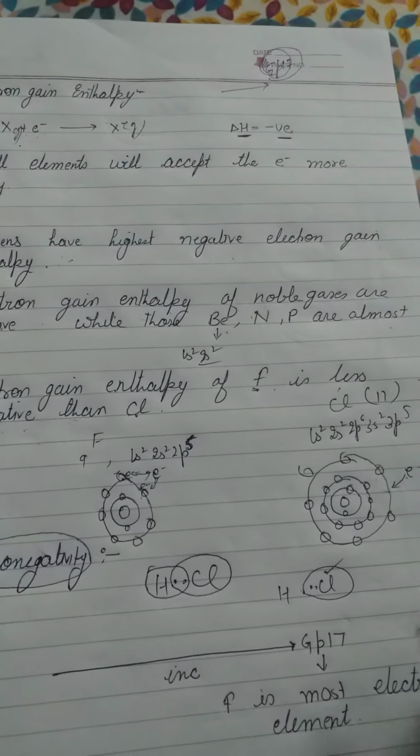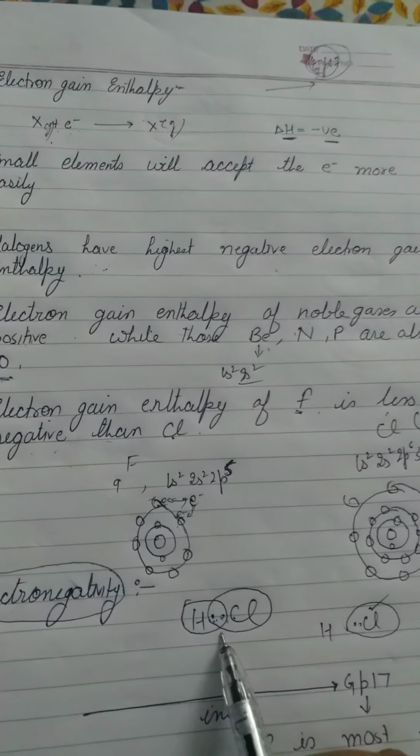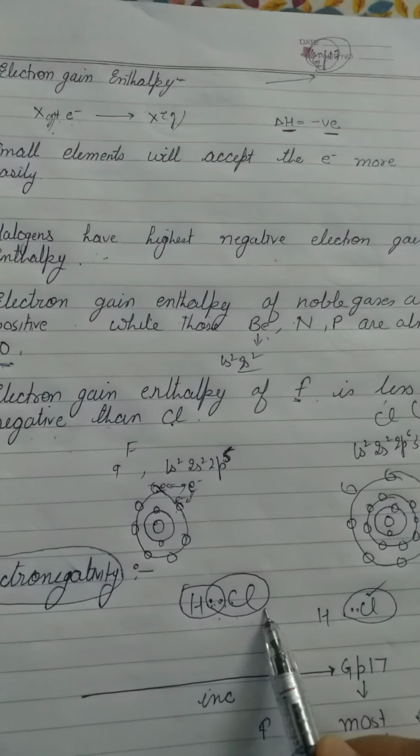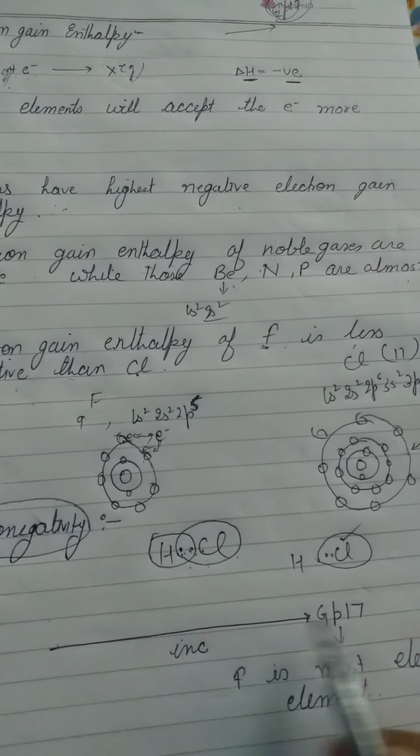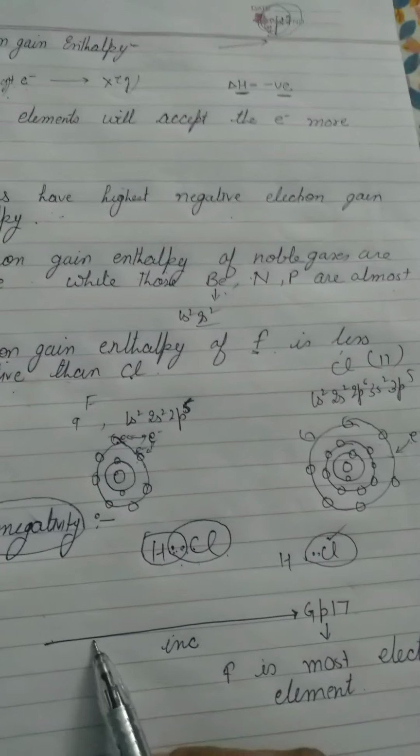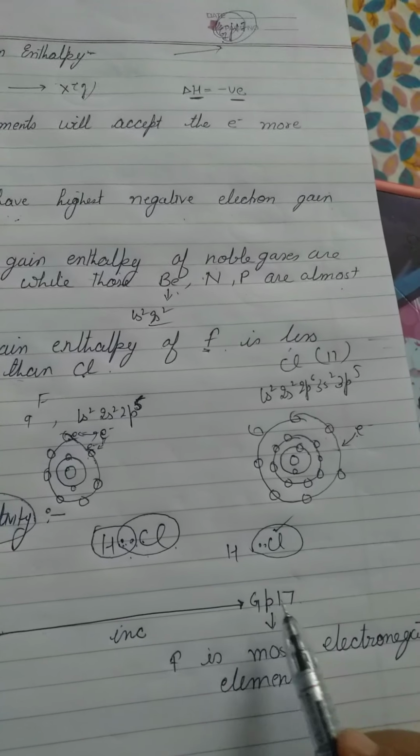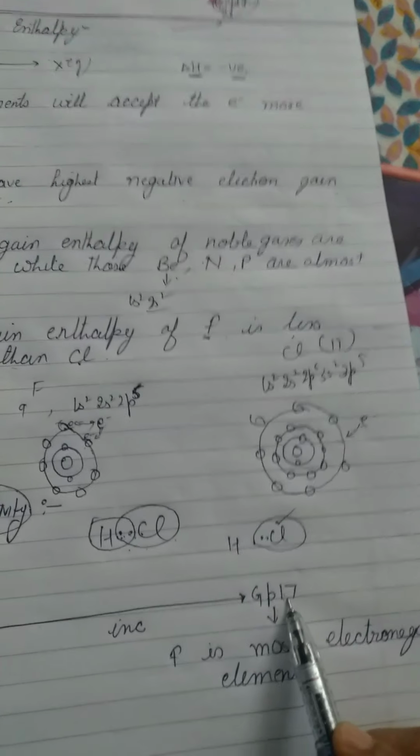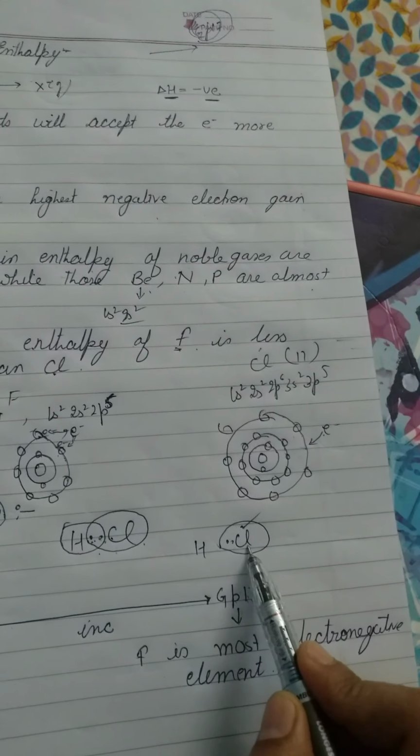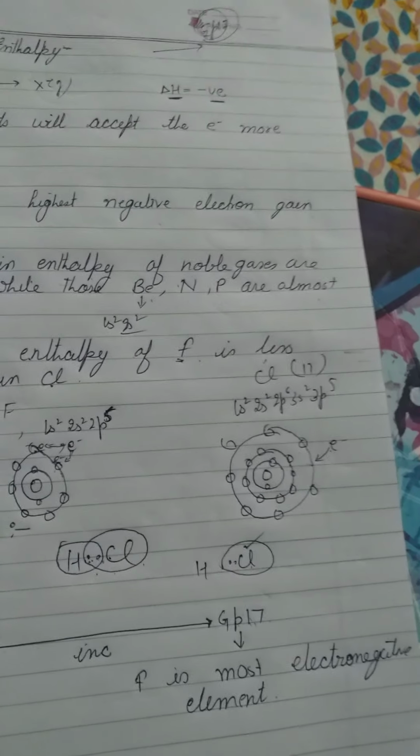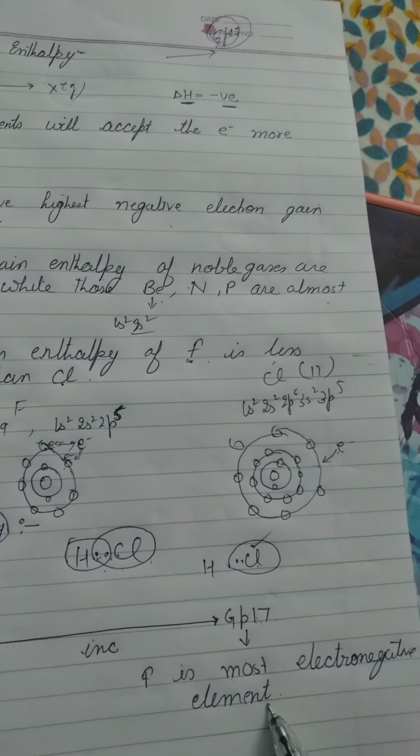It is the tendency of an atom to attract the shared pair of electrons in a covalent bond, that is known as electronegativity. As we move along the period, that means from group number 1 to group number 17, the electronegativity increases. So we can say group number 17 is the most electronegative group. And because electronegativity depends upon size, smaller the size, more electron attracting tendency of that element. So fluorine is the most electronegative element in our periodic table.